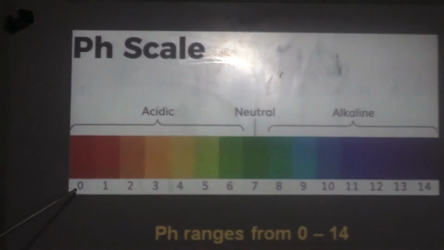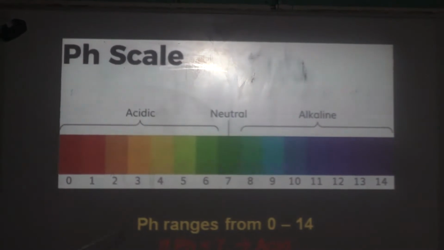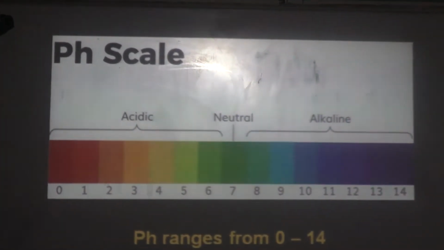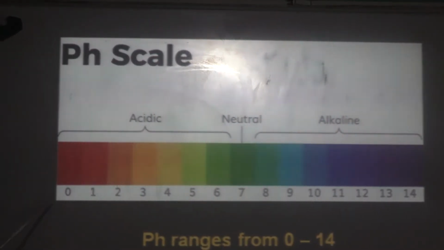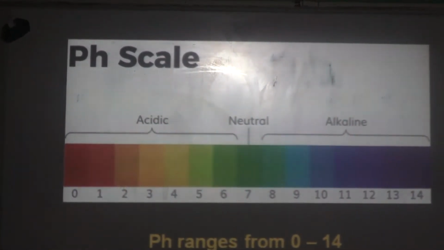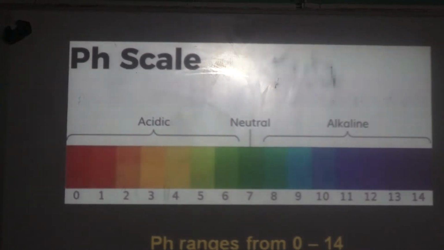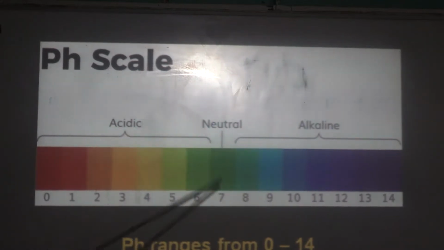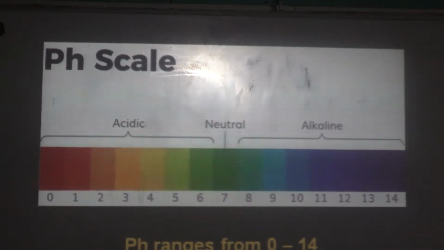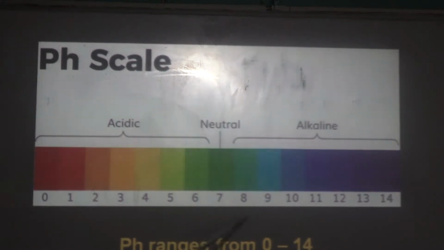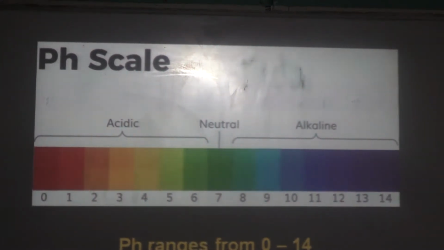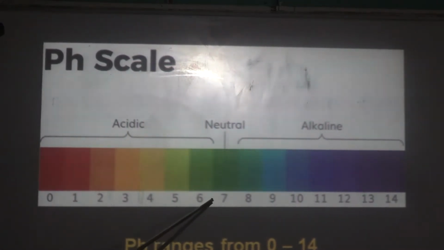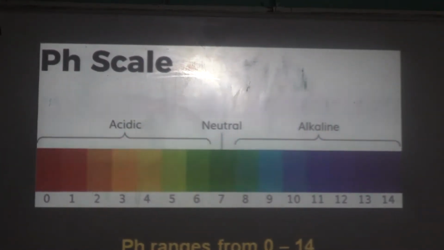Now the pH scale ranges from 0 to 14. If the pH value of any solution is from 0 to 7 or less than 7, even if it is 6.9, then it is taken as an acid. If the pH of any solution is exactly 7, it is taken as a neutral solution. If the pH of any solution is greater than 7, then it is considered a base. That means 0 to 7 is acid, exactly 7 is neutral, and more than 7, up to 14, is a base.